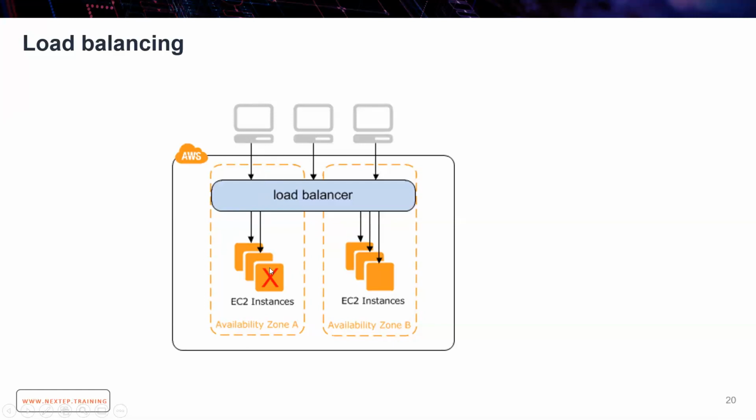Instead, it will only be sending requests to healthy nodes. Let's say out of 6 EC2 instances here, 3 are deployed in zone A and 3 are deployed in zone B, and 1 of them is down, then only 5 are in service now in this case. So when a request goes to the load balancer, in a round robin fashion it sends it to one of these 5, or you can define your own algorithm.